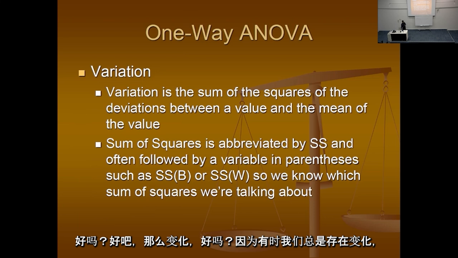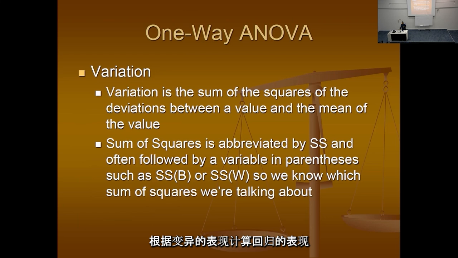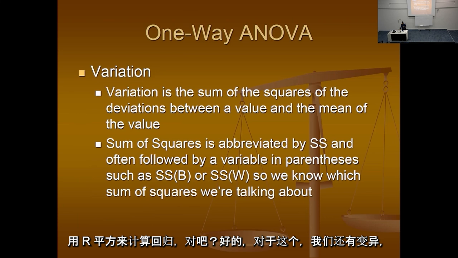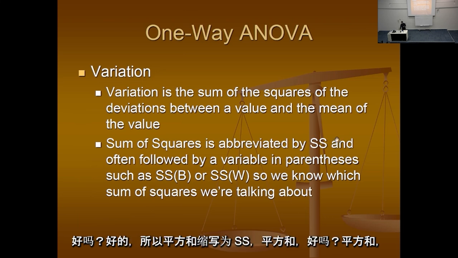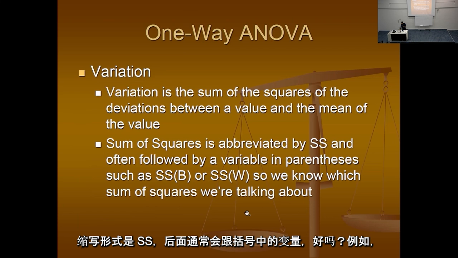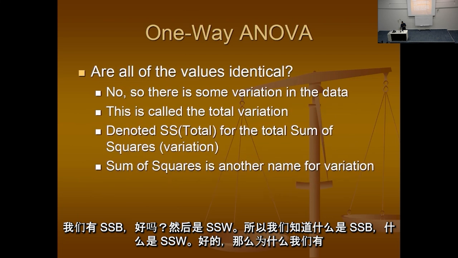Because of one-way ANOVA, we always have variation, the same as when you are doing regression. How do you calculate the performance of your regression, based on the variation in it? By using the R-square. So for this one, we also have variation. Variation is the sum of the squared differences between a value and the mean. The sum of squares is abbreviated as SS, often followed by the variable in parentheses. For example, we have SSB and SSW.